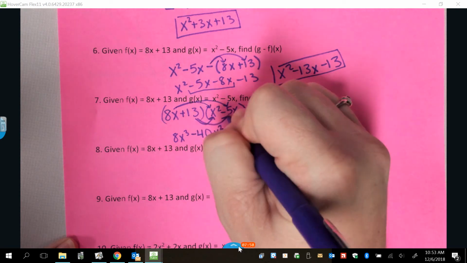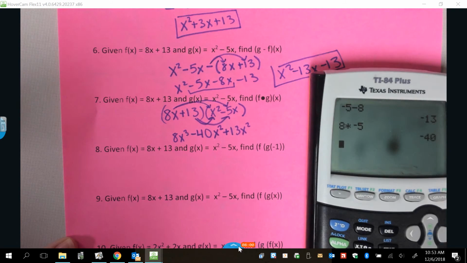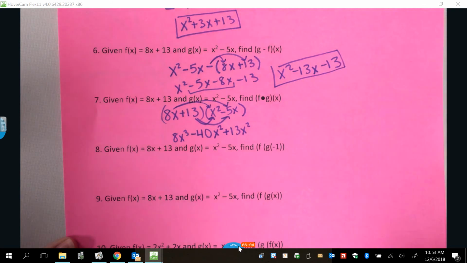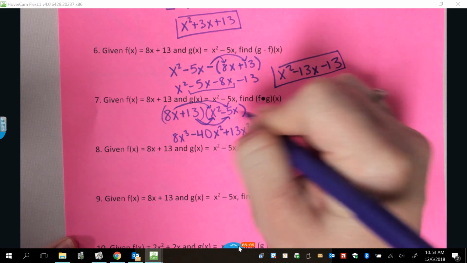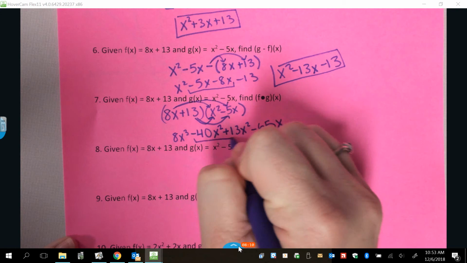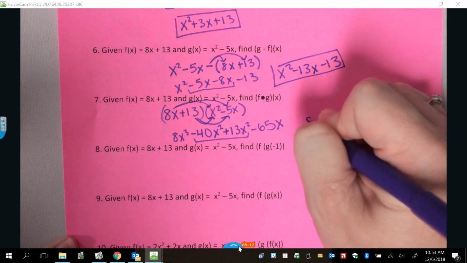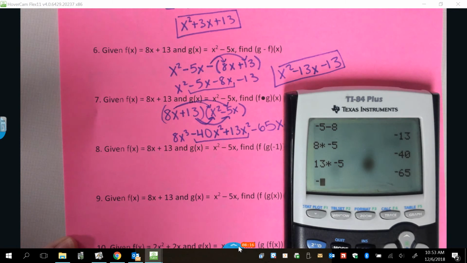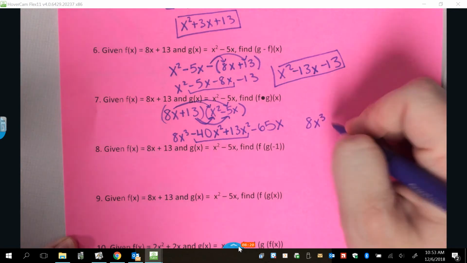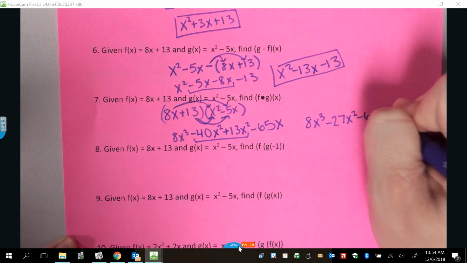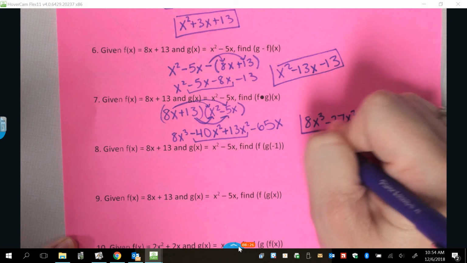And we have 13 times negative 5x. Again, 13 times negative 5 gives me negative 65. And there was one x being multiplied. Here are my like terms. So I get 8x cubed. Negative 40 plus 13 is negative 27, x squared minus 65x. Here is my answer.